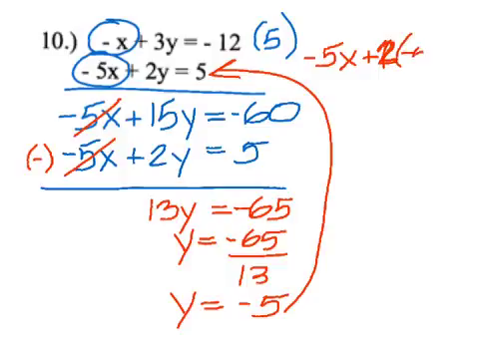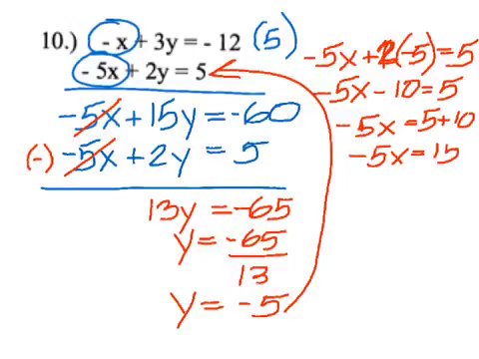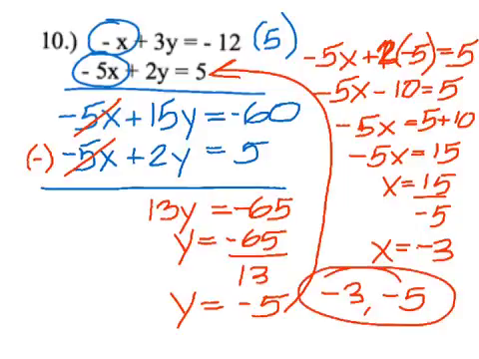So we'll put in a negative 5, and then equals 5. So negative 5x minus 10 equals 5. Negative 5x equals 5 plus 10, that would be a 15, and then divide by negative 5. So that's a negative 3. Answer is negative 3, negative 5.